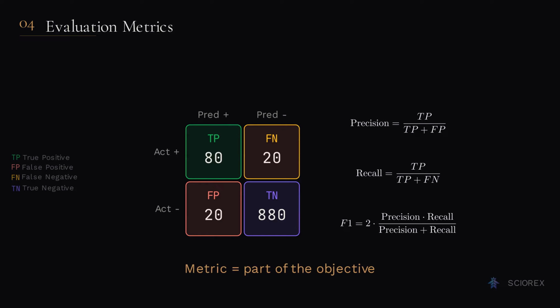Back in episode 1, we said every ML system has 4 components: task, data, model, objective. Now you can see why metric choice is part of the objective. It defines what good means.